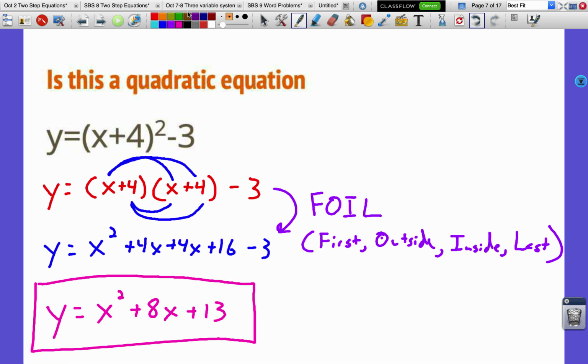So is this a quadratic equation? Yes. The biggest exponent on a variable is a 2. And what we just did there is we just took vertex form and converted it to standard form.